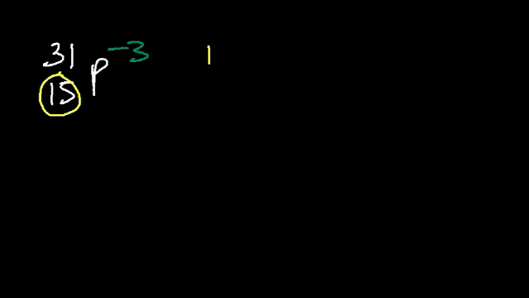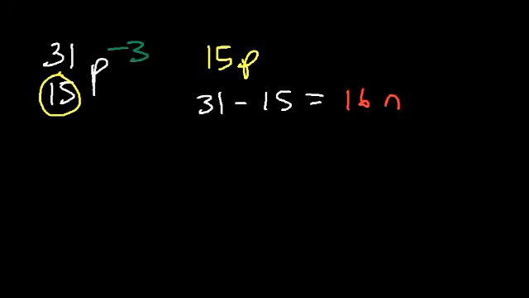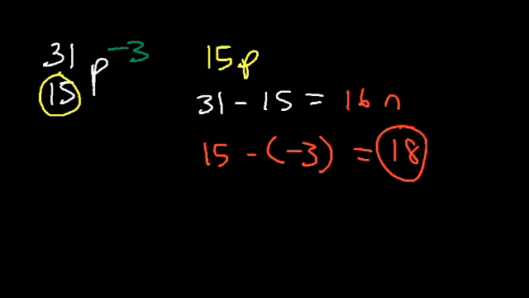Let's try another example. Let's say if we have a phosphorus 31 with a minus 3 charge. Go ahead and calculate the number of protons, neutrons, and electrons in this ion. So the atomic number is 15, so there are 15 protons. The number of neutrons is going to be 31 minus 15, and so that's 16 neutrons. And the number of electrons is the atomic number minus the charge, so that's 15 minus negative 3, which is 18. Two negatives will become a positive. So this one has 18 electrons.